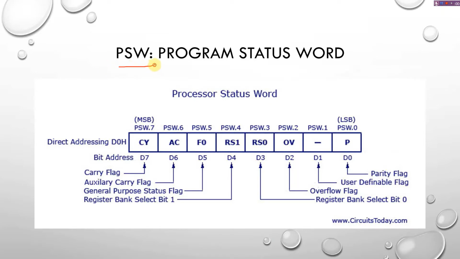PSW, which is program status word. The program status word is the register which contains the status of the program, and the word indicates that it is an 8-bit register. The PSW is a bit addressable register which can be addressed with the format psw.x. That means individual bits of the PSW register can be addressed using the format psw.x. PSW is for the register and x is the bit number.